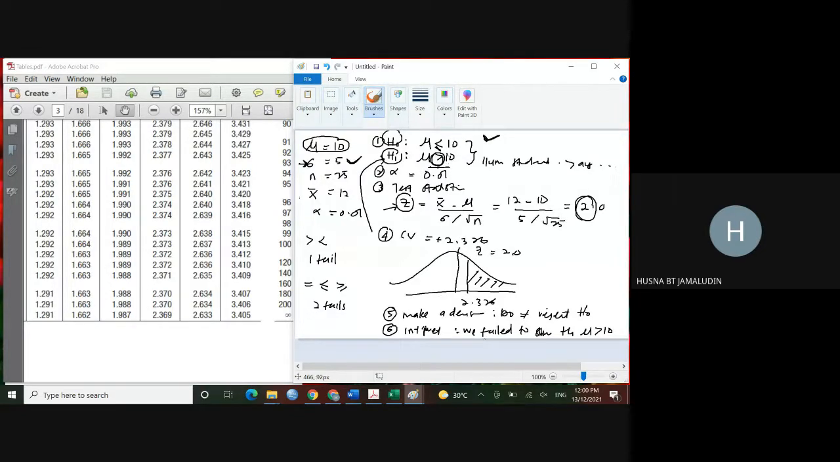If, let's say, we reject the H0, then we are confident. We are saying that the mean is more than 10. But now we failed to prove it. Okay, that's it. Any question before I move to the next one?